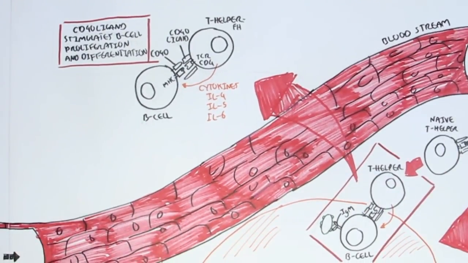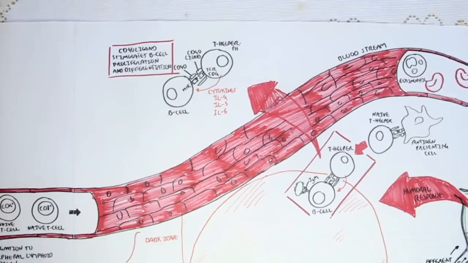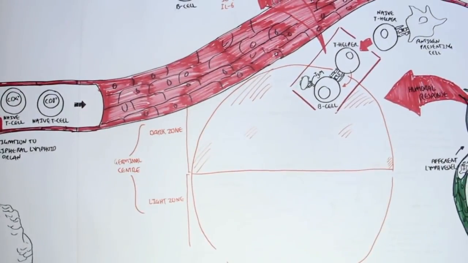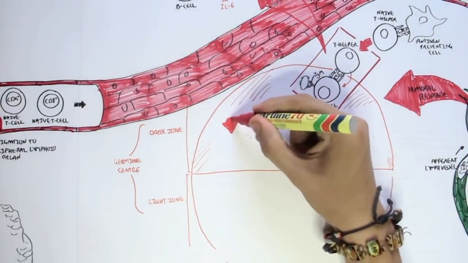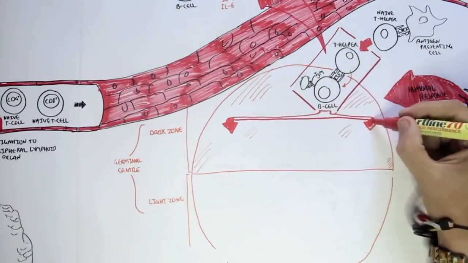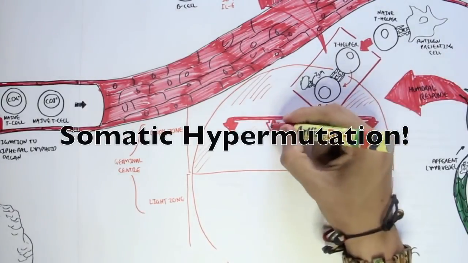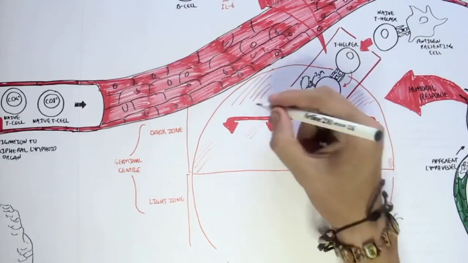So let's go back to this germinal center here. When this immature B cell became activated by the T helper cell, the immature B cell will begin to undergo what's called somatic hypermutation and also proliferate in the process.